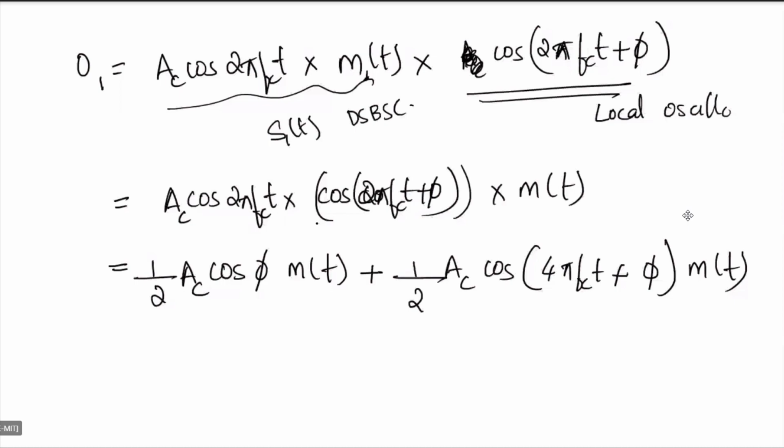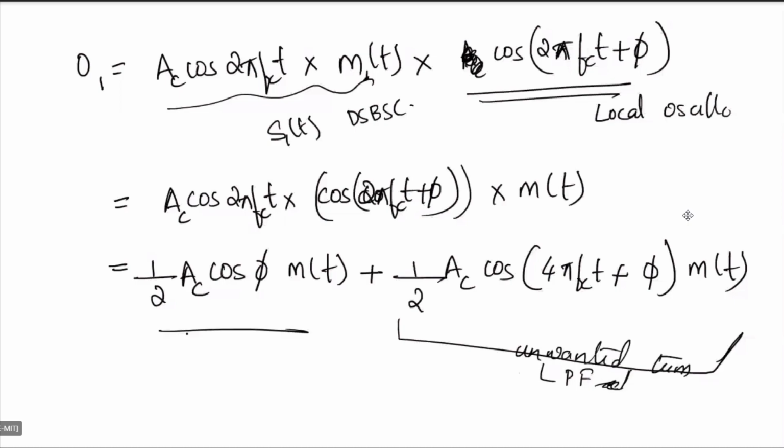Cos(A+B), cos(A−B). So applying that, this is what I am getting. This I don't want, so that is why I am applying a low pass filter. This is the unwanted term for me, and this is my required term. Are you getting it?